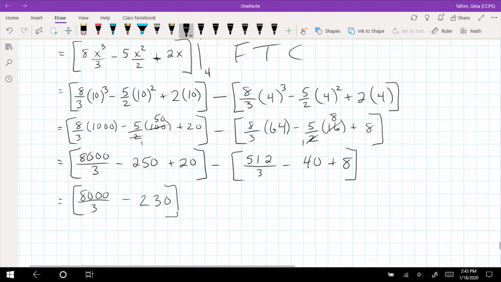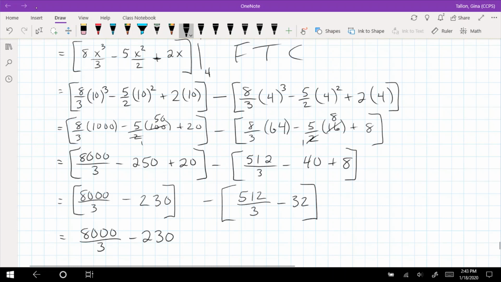Okay, that doesn't look nice, so I'm going to erase both of those and just get that looking nicer. Minus 512 divided by 3. Negative 40 plus 8 is negative 32. Now, I could take the time to simplify these and get common denominators everywhere, but I think I'm going to simply subtract here at this point. 8,000 divided by 3 minus 230 minus 512 divided by 3 plus 32. You must distribute that negative sign.